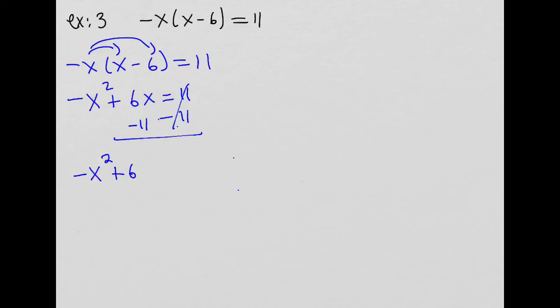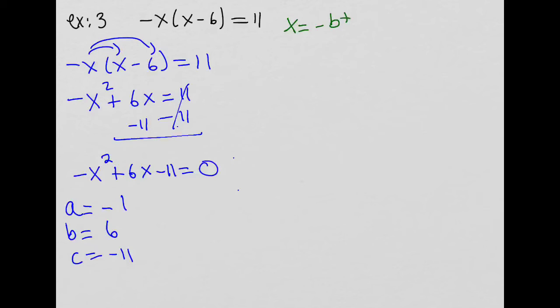Negative x squared plus 6x minus 11 equals 0. Now I need to identify my A, B, and C. A is negative 1, B is 6, and C is negative 11. Again, as an excellent way of reviewing, I rewrite the formula as many times as possible, so I will be rewriting it every time I use it.